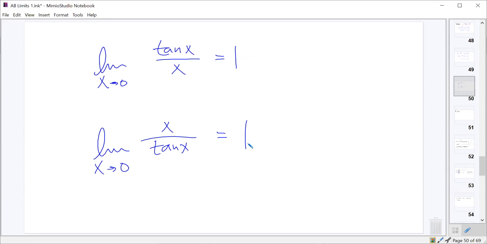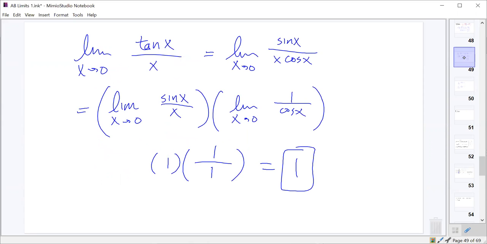Oh, wait. How did you get to limit tan x over x equals 1? Did it right here. Yeah, all right. And over cosine. So we separated that into sine x times 1 over cosine x. Oh, yeah, okay. All right.